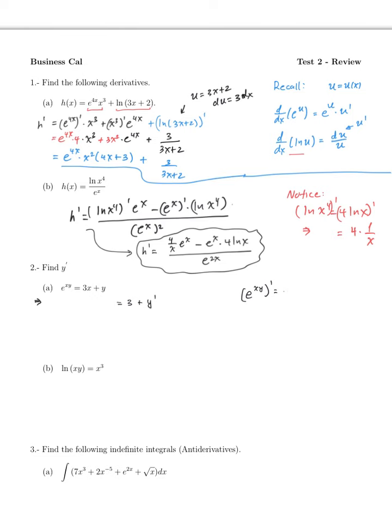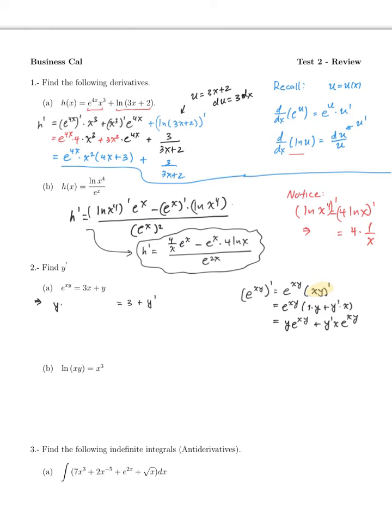So the derivative of e to the xy is equal to e to the xy times the derivative of xy. And notice that this is a product, so you have to use the product rule. So this will be e to the xy, and then when you apply the product rule here, this is going to be 1 times y plus y prime times x. And then if we distribute this, this will be y e to the xy plus y prime x e to the xy. Okay. So that's what we have on the left side.